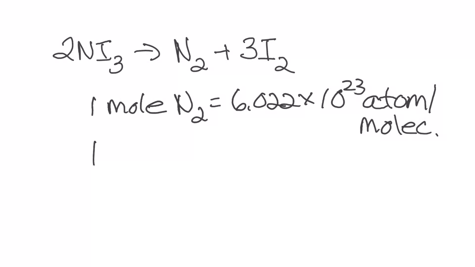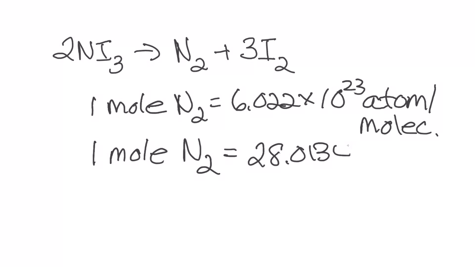We also learned that you could look up on the periodic table the molar mass of nitrogen. So if I look up nitrogen on the periodic table, it's 14.0067, and 2 nitrogens happen to weigh 28.0134 grams of nitrogen. And I could do that for each of the compounds or molecules that are involved here. I could look that up for nitrogen triiodide, or I could look it up for iodine also. So I can look up things off the periodic table.